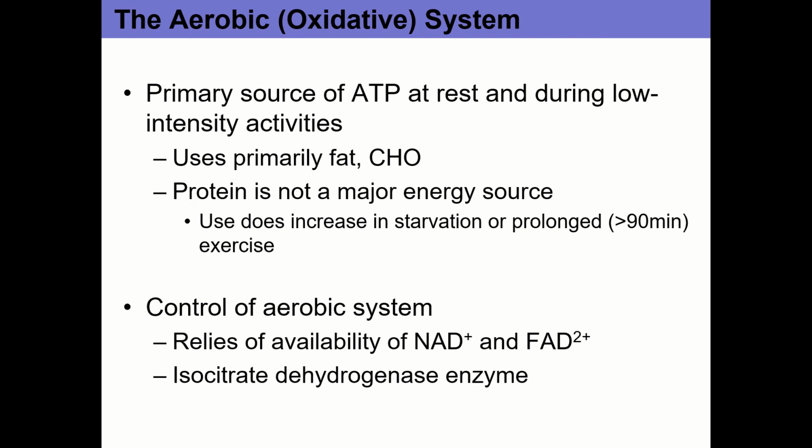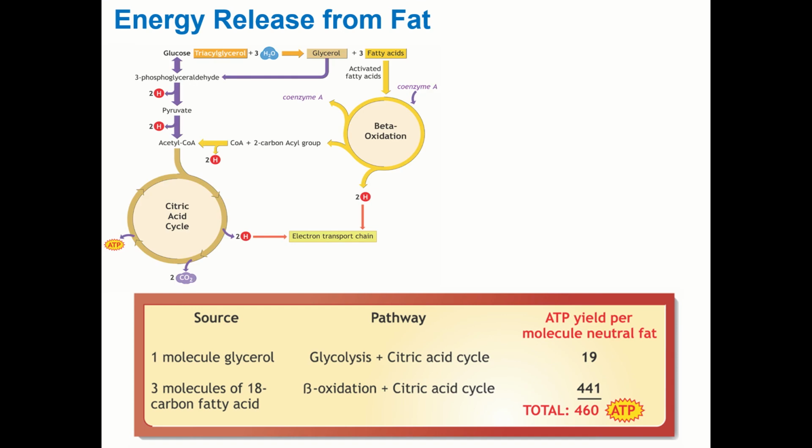And then isocitrate dehydrogenase, which is one of the ones in the citric acid cycle. Energy release from fat. So most of the fats that we use are triglycerides. So there's a little glycerol backbone, and then these long carbon chains of fatty acids. So there's 3 fatty acids. It's a triglyceride because you've got the glycerol backbone and then 3 fatty acids hanging off of it.